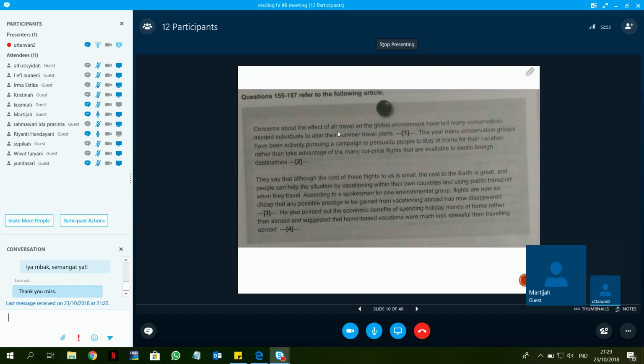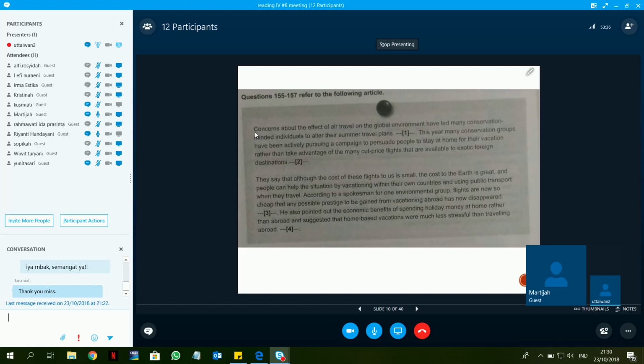Concern about the effect of air travel on the global environment have led many conservation-minded individuals to alter their summer travel plans. Jadi dia peduli tentang efek dari global air travel udara. Jadi kalau misalnya orang liburan kan itu udara pesawatnya membutuhkan bahan bakar. Nah, dia concern itu. This year, many conservation groups have been actively pursuing a campaign to persuade people to stay at home for their vacation.